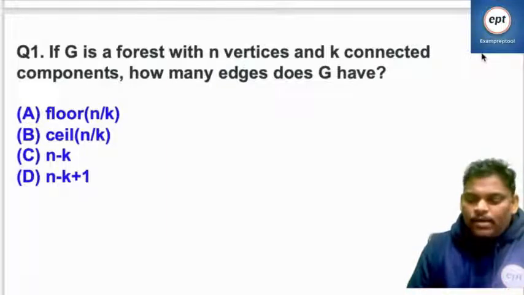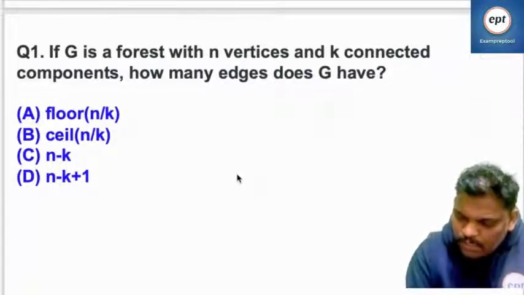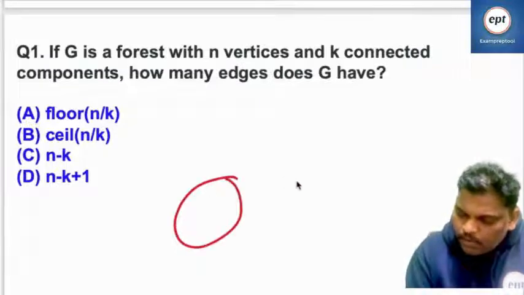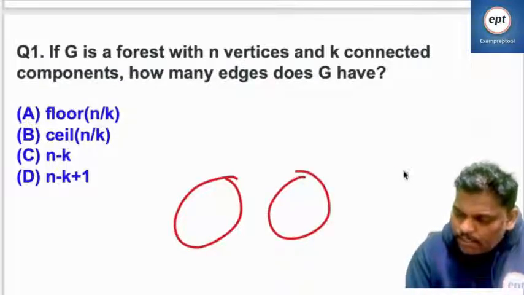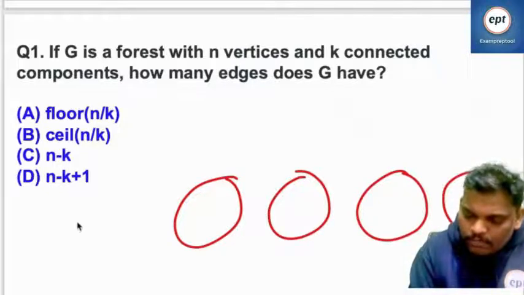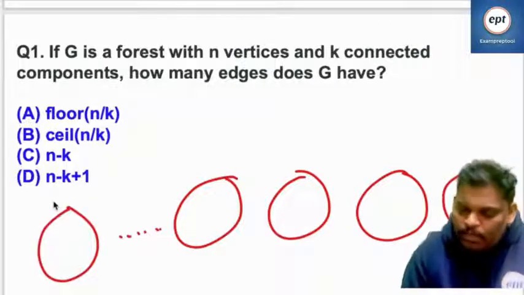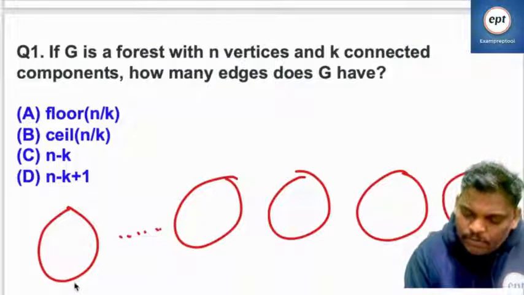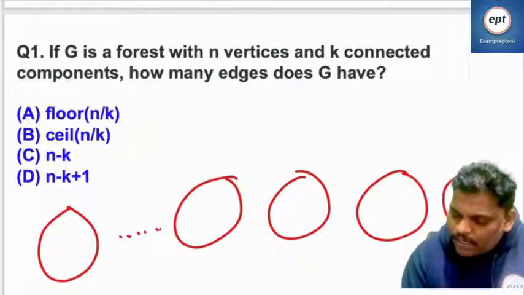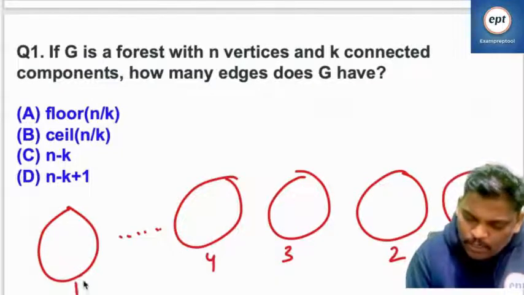So G is a forest with n vertices and k components. See this one, k components. One component, another component, another component, another component. Some k components are there. G having k components, right? So let's see numbers. I can give whatever order I want: 1, 2, 3, 4 and so on, k components.